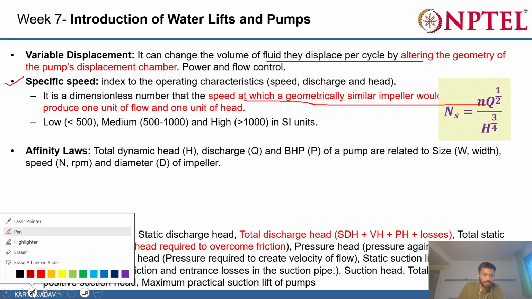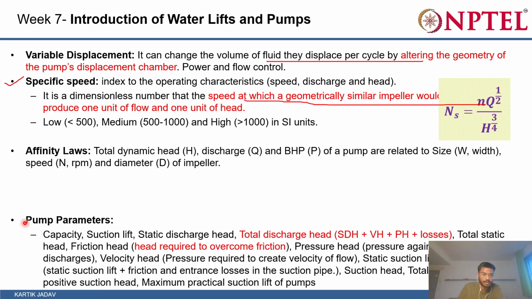Variable displacement pump. So it is given by N_S, the specific speed, which is equal to N times the square root of Q divided by H raised to 3/4. Based on this value, if your specific speed came below 500, it is categorized as a low specific speed. If it is between 500 and 1,000, then it's called medium specific speed. And if it is above 1,000, then it's called higher specific speed.